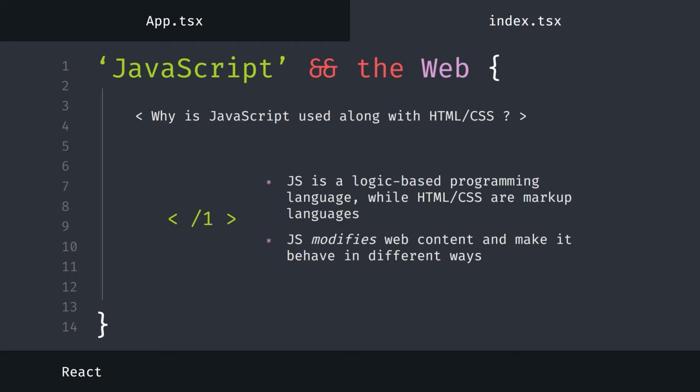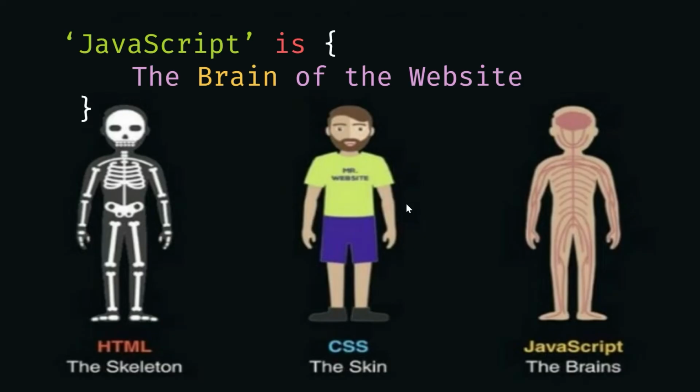What JavaScript does is it modifies the web content and makes it behave in different ways that we want it to. There's a common saying that JavaScript is the brain of the website. HTML is the skeleton, so it defines the structure and the content of the website. CSS is the skin, so it makes the website look beautiful instead of plain text. Then JavaScript is the brain, which allows the website to do stuff like, for example, when I click a button, it will do this, do that.